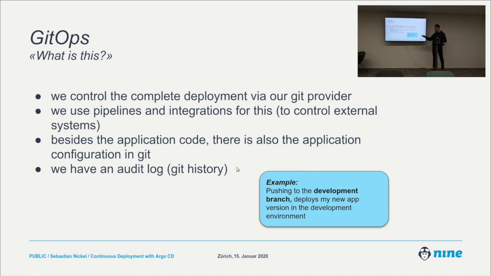And we have an audit log. That's your Git history, because everything is a Git repo, and GitOps actually relies on Git, as the name implies. It's really cool. A simple example: pushing to the development branch deploys my new app in the development environment. You just push and it gets deployed, that's cool. You don't need to click somewhere else.